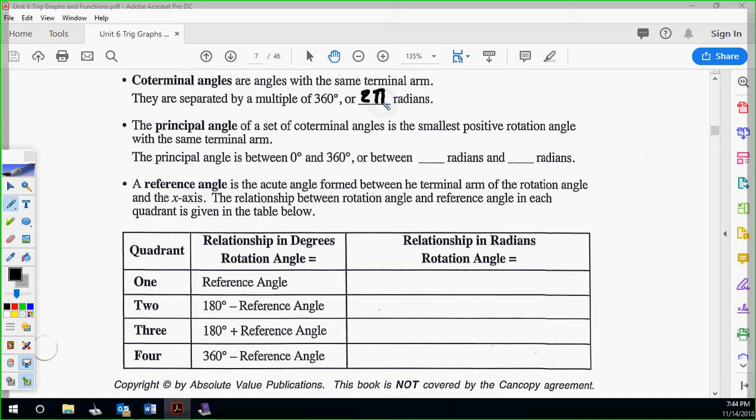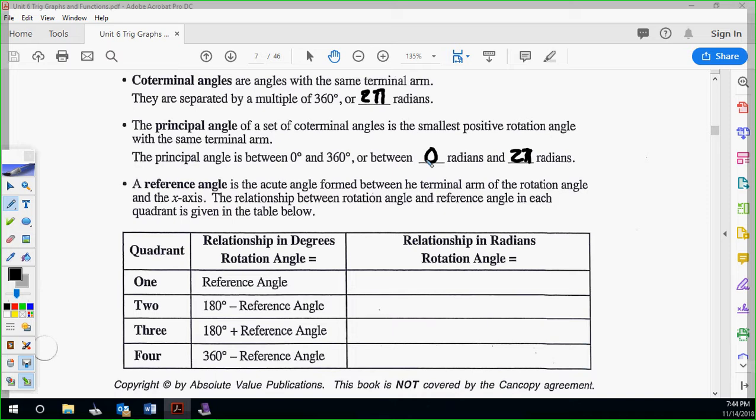The principal angle of the set of coterminal angles is the smallest positive rotational angle with the same terminal arm. The principal angle is between 0 and 360 or 0 and 2 pi. That's our radian range. And it says a reference angle is the acute angle formed between the terminal arm and the axis. The relationship between the rotation angle and reference angle in each quadrant is given in the table below.